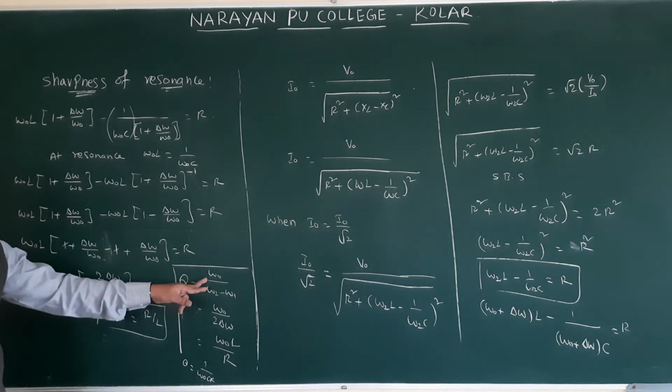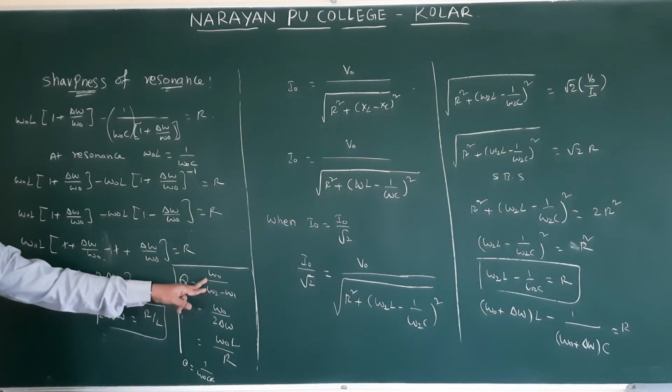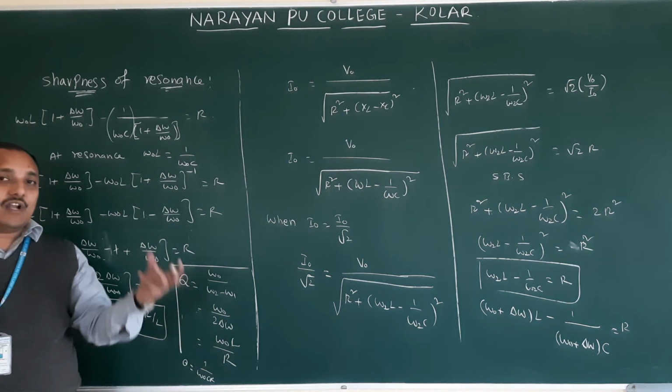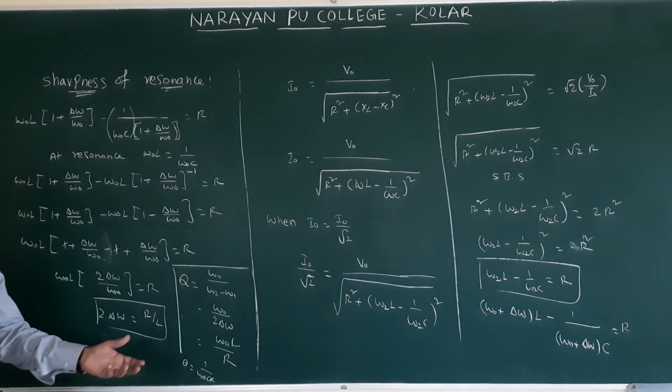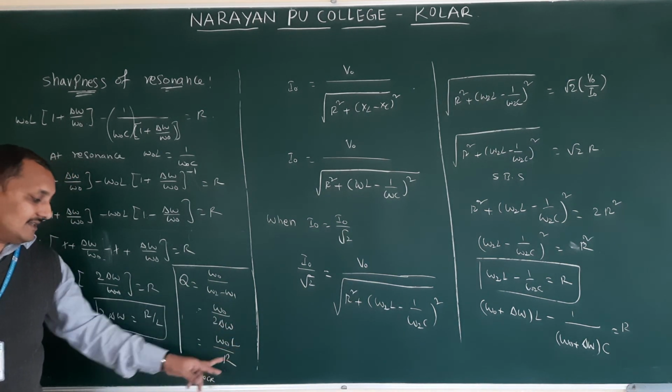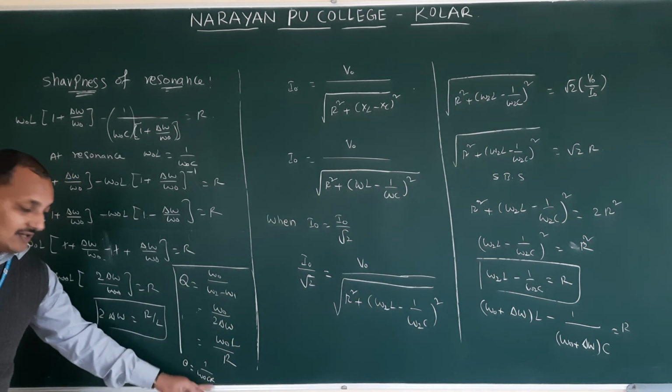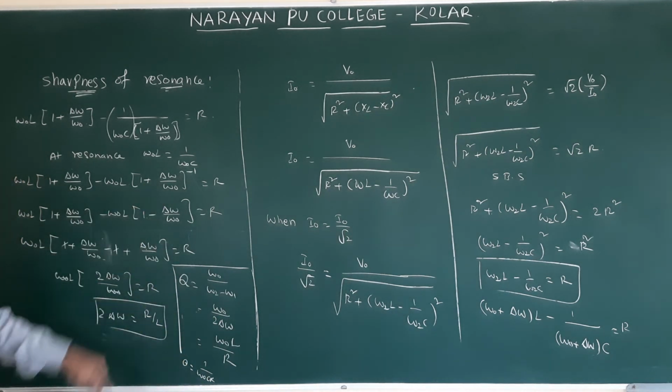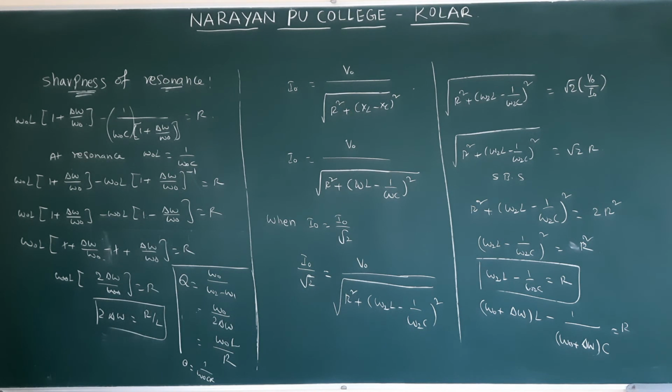Quality factor definition we already got. It has no units and dimension. It is simply a number: how much quality we are getting. It depends on L and R. If L, C and R are there, both C and R we have to decrease, and at that time the quality is going to increase. Okay, this is about quality factor and sharpness of resonance.